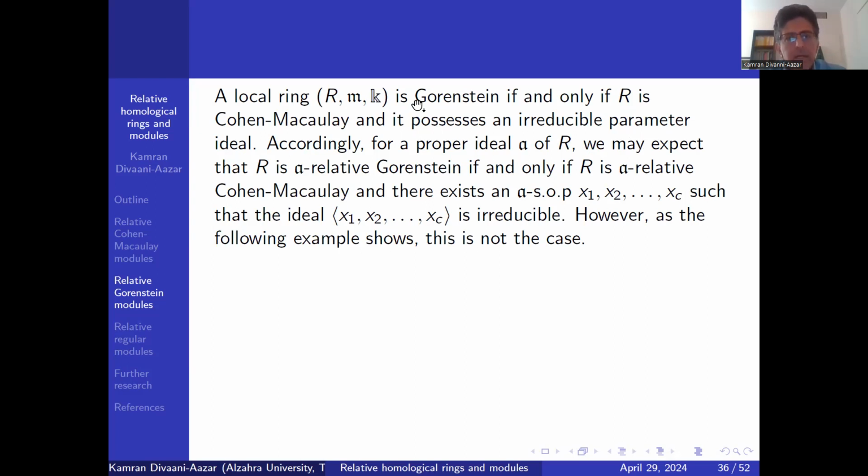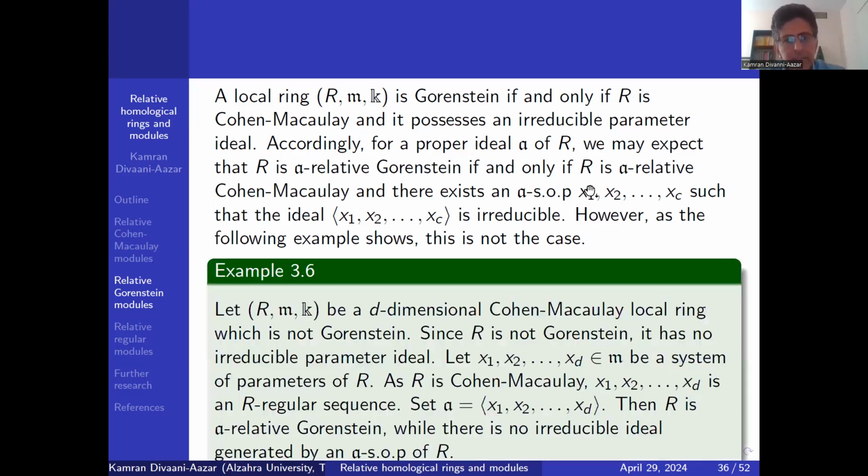So by seeing this characterization of Gorenstein local rings, one may ask: is it true that a ring is A-relative Gorenstein if and only if it is A-relative Cohen-Macaulay and it has an irreducible ideal that is generated by an A-relative system of parameters? This is a natural question, but the answer is again no, as we can see by this example.